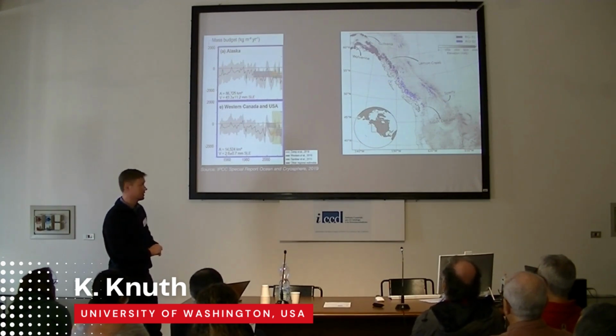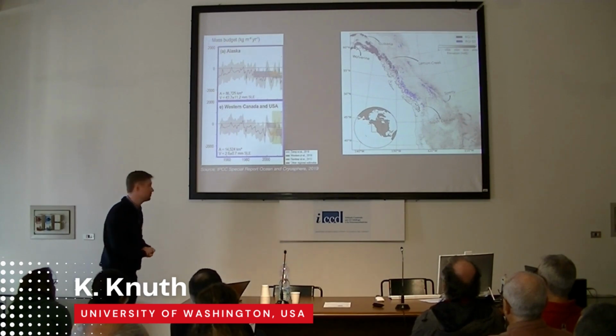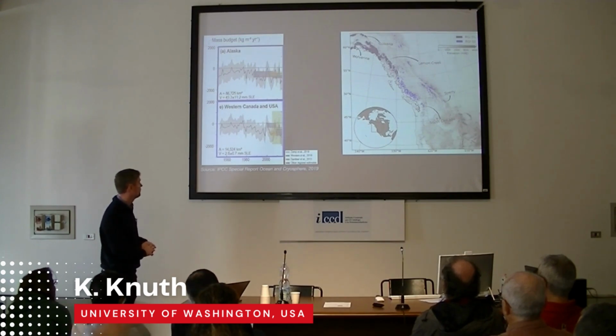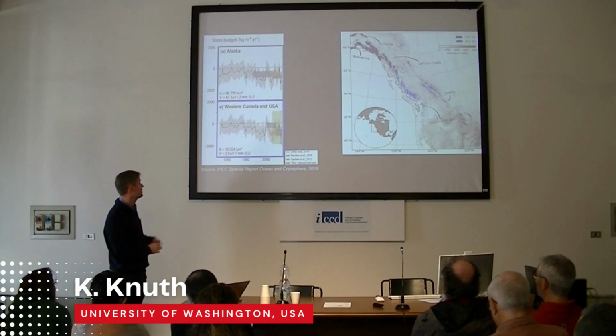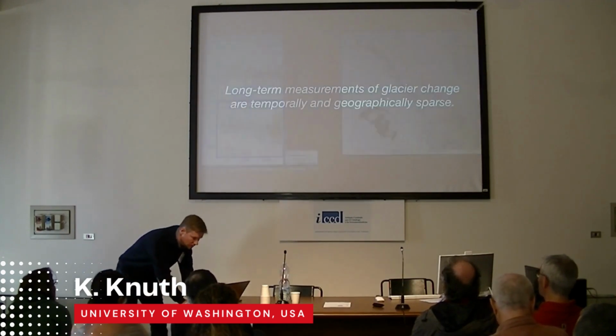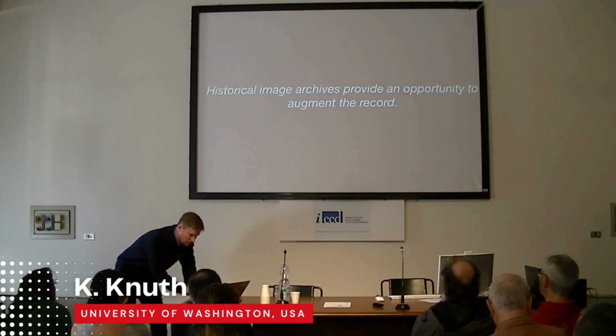And here on the left, from the IPCC report, we can see one of the time series put together by Michael Zemp, who's actually with us here in the room. The temporal density of measurements that go back to the 1940s is just not that dense. So we would like to reduce the uncertainty of these measurements for the long term. Long-term measurements of glacier change are temporally and geographically sparse, and historical image archives provide an opportunity to augment the record.